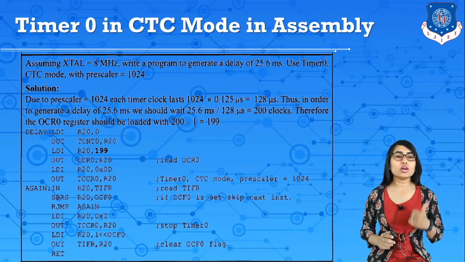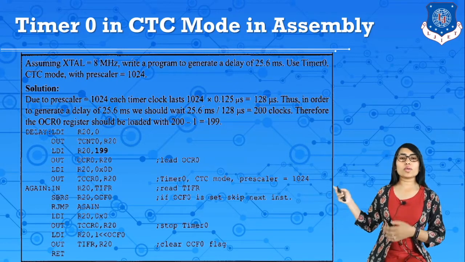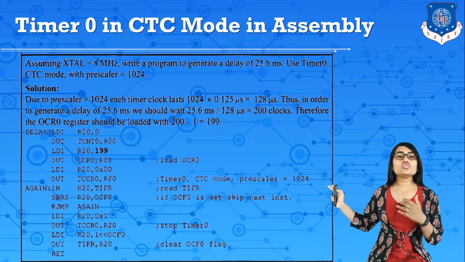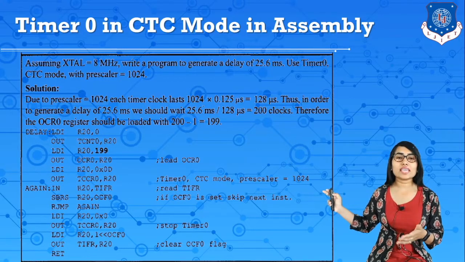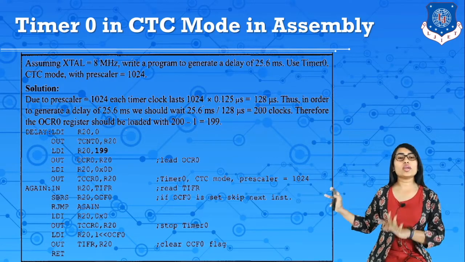So due to prescaler 1024, we have 1024 divided by 8 megahertz, that means 128 microsecond. Now to generate 25.6 millisecond, we have to wait 25.6 millisecond divided by 128 microsecond. So we have a total of 200 clocks.